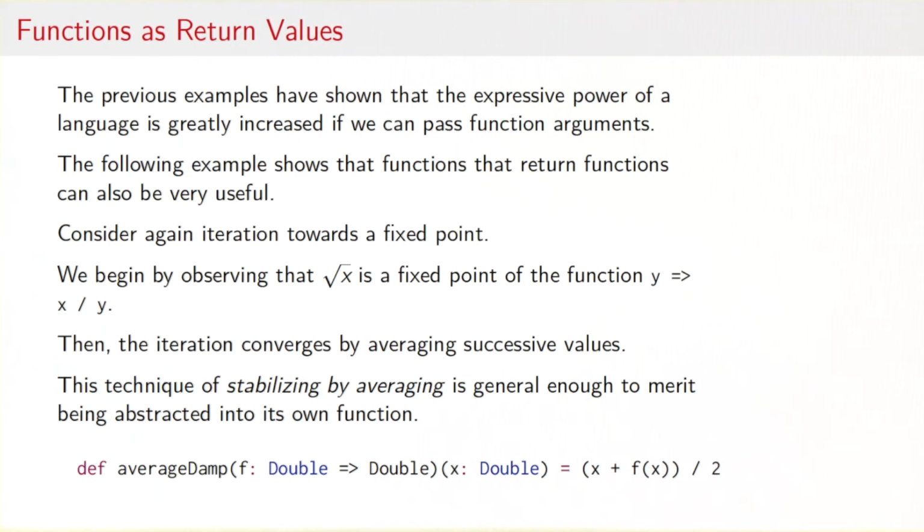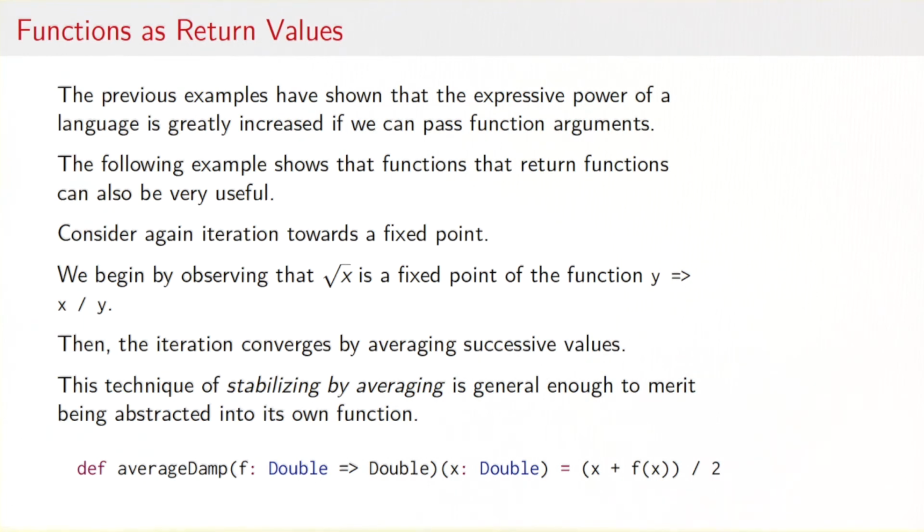So the previous examples have shown that the expressive power of a language is greatly increased if we can pass functions as arguments. I'm going to show you next that it's also very useful to have functions that return other functions. And I'm going to show you that with fixed point as the example.